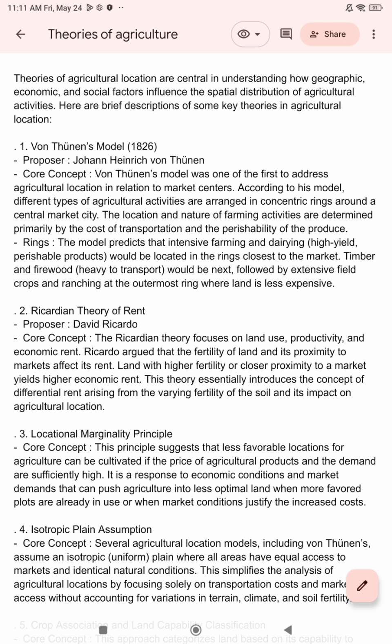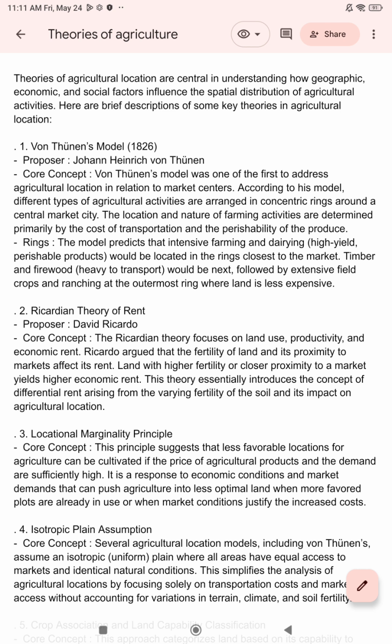While deciding these locations in these theories, they are accounting for a few parameters like transportation cost, how the market demand is for the crops, whether those are perishable, and what is the nature of the hinterland. All these parameters they are considering and giving the classification. So the first theory is Von Thünen's theory.